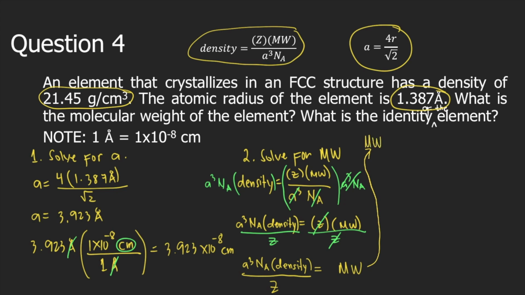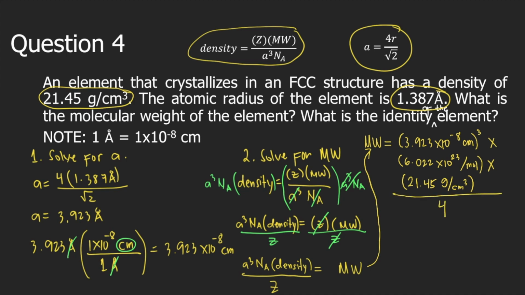Now that we have the formula for molecular weight, we can substitute the actual numbers. So molecular weight is equal to A raised to 3. So the value of A, we computed it in step 1. 3.923 times 10 raised to negative 8 centimeters cubed times Avogadro's number 6.022 times 10 raised to 23 per mole times density in the problem is 21.45 grams per cubic centimeters all over Z, which is 4 for FCC.